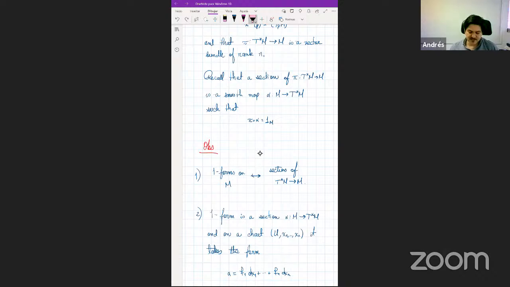So this is the global element, a one form. But if we have a chart, then at least in that open set we have this description. So this description of the one form is not global. It's only on the set U of the chart. So this is the global description of a one form, and this is the description on the chart U.